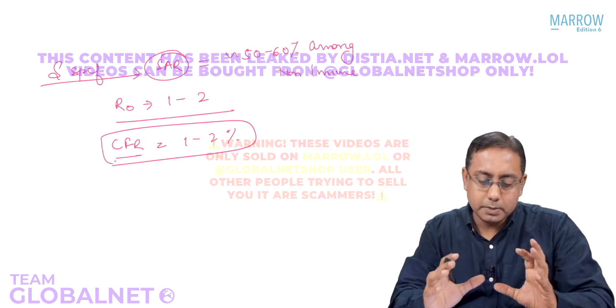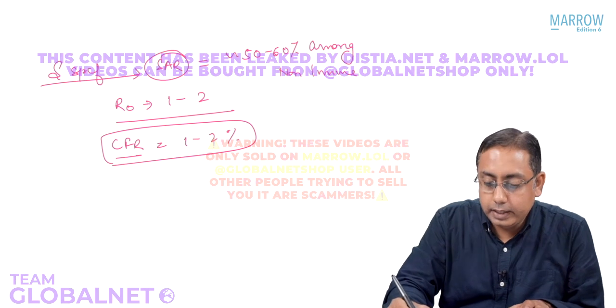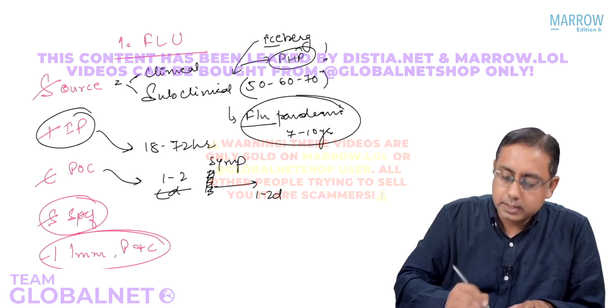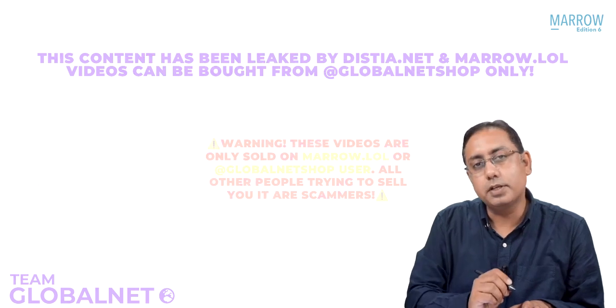So these are some special features you need to remember for this 6 C's, SIC. Last is, let's talk about the immunization, prevention and control.